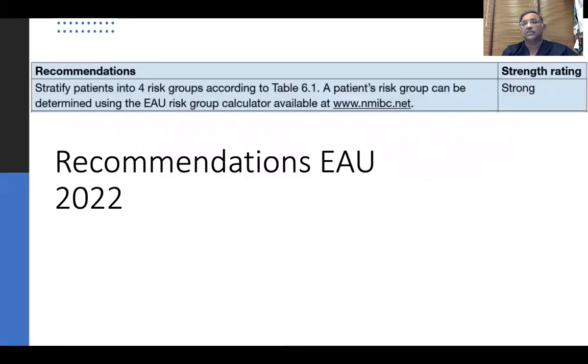What are the recommendations for treatment of high-risk patients? Well, the current EAU 2021 recommendations in the 2022 guidelines is that patients should be categorized into 4 risk categories, and this is the recommendation from the EAU.